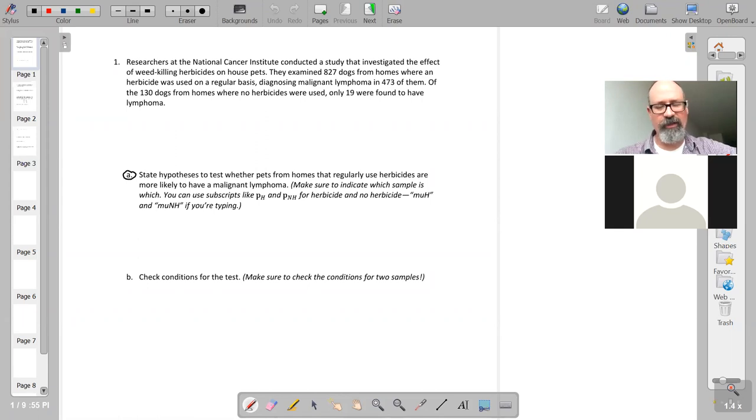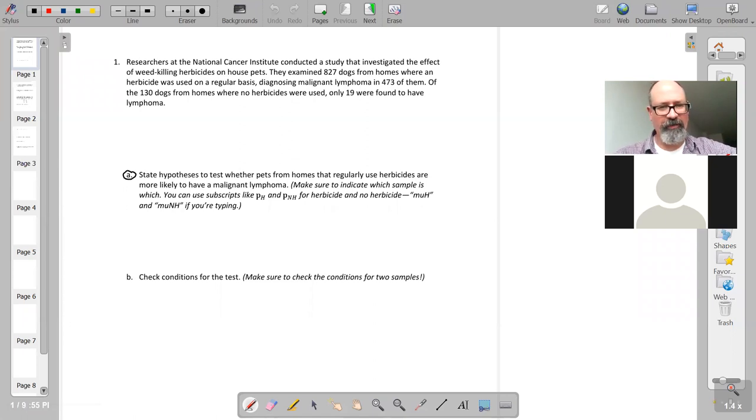We can check the conditions, but again, a couple of things to point out. It looks like homes which use herbicides and homes which don't use herbicides, you're dealing with independent samples. It's reasonable to think that the populations are independent, but maybe you might have some objection to that. Internally, it seems like the groups, like knowing something about one dog wouldn't tell you very much about other dogs. It seems like the samples are relatively small. So the sorts of conditions that you might want to think about from some previous chapter, they seem to apply, but we'll probably need to write those down at some point.